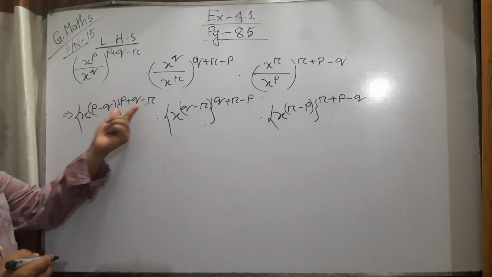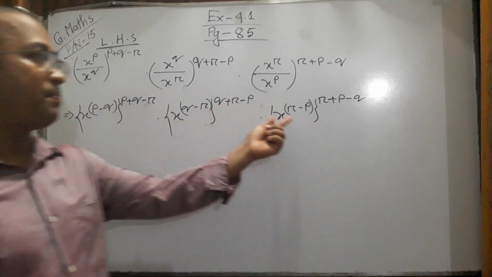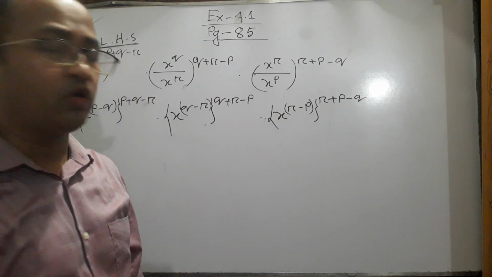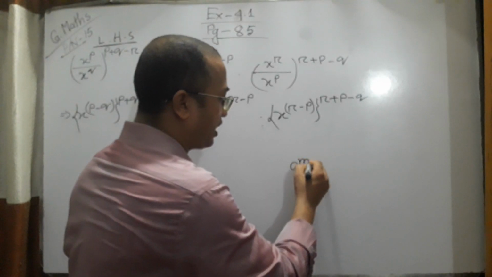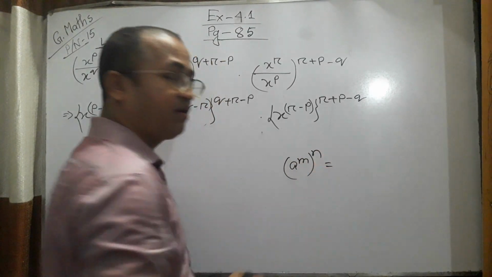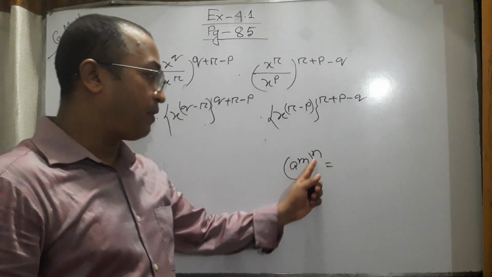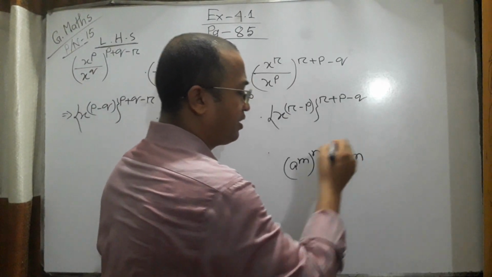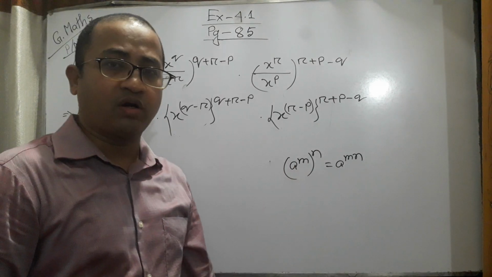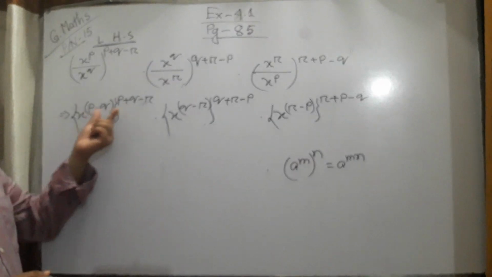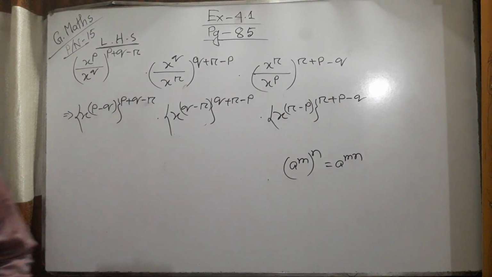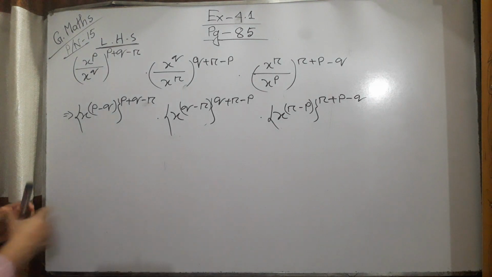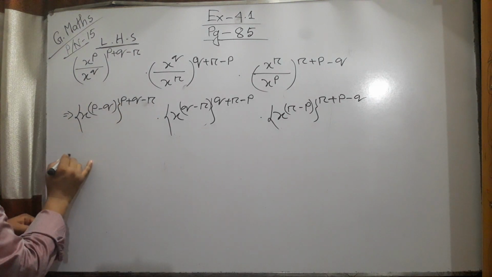Now look, this is power of power, power of power, power of power. So here which formula will we follow? That is a to the power m whole to the power n. In this case, the powers will be multiplied. So m times n, we will multiply the powers. Here we also multiply this power.